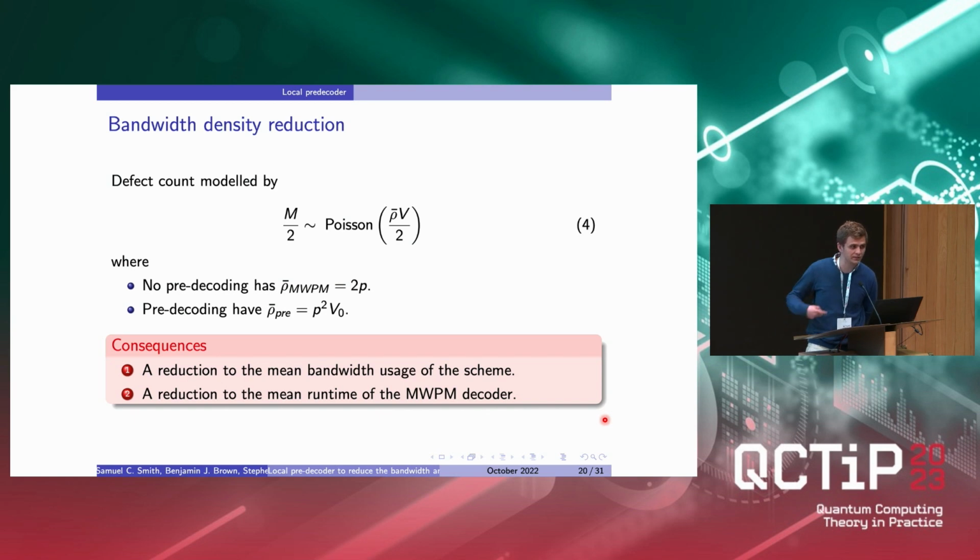And by the way, when I say defect density, this is a proxy for the bandwidth required and the runtime of the standard decoder, because this is really the size of the problem that you're sending out of the fridge.